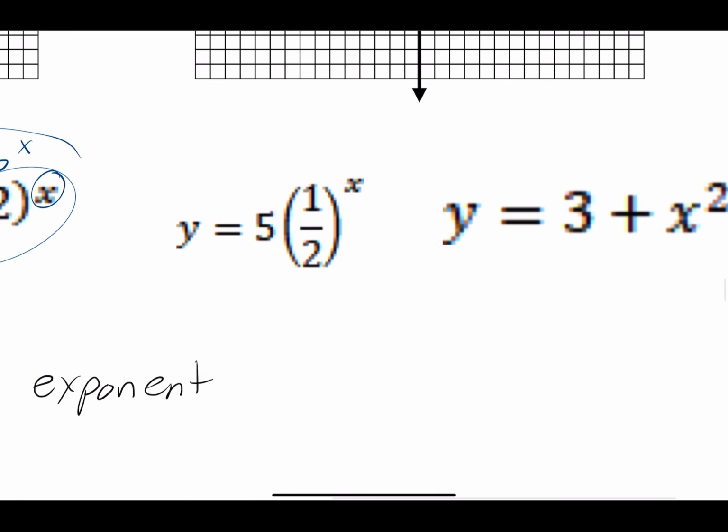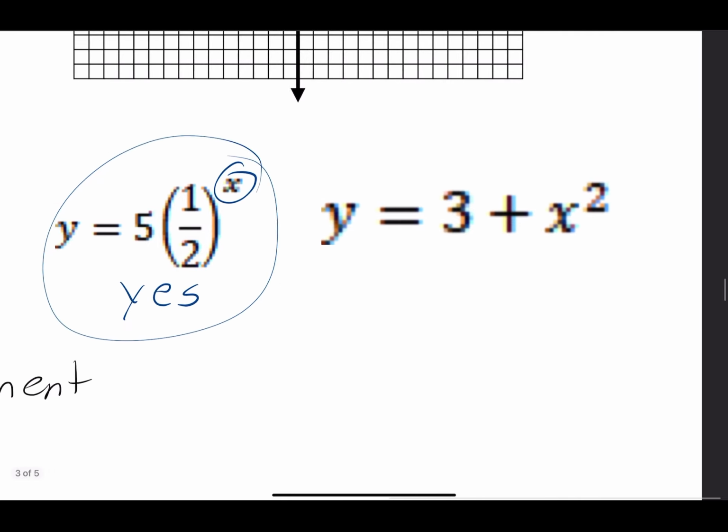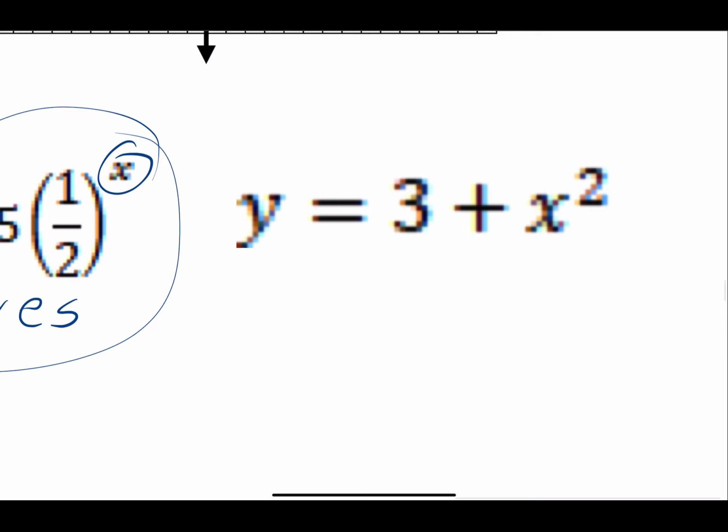5 times 1/2 to the x. X is the exponent. Yes, this is exponential. 3 plus x squared. Once more, the exponent is 2. That is not exponential.